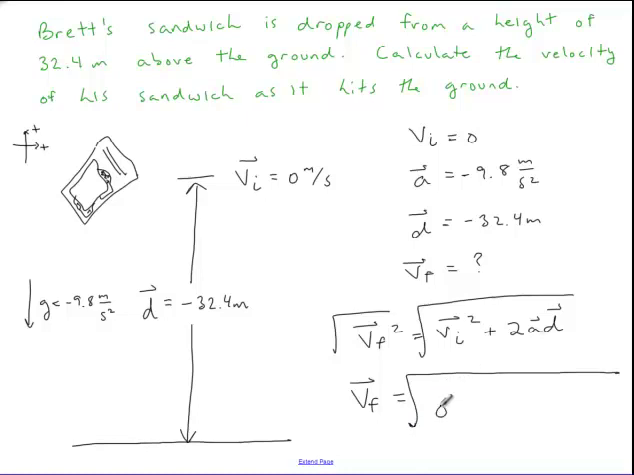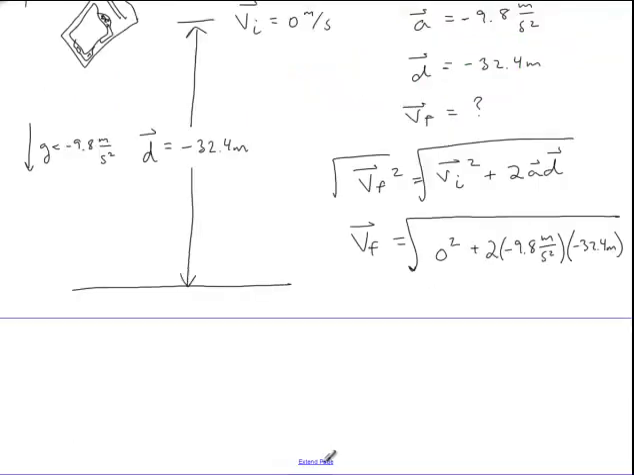But Vi squared, which is 0 squared, plus 2 times a, which is negative 9.8 meters per second squared, times displacement. What's the displacement? Negative 32.4 meters. Okay, so you plug that into your calculator, and you will get a result of, remember it's a square root, okay? So plus or minus will actually work here, and you should find 25.2 is your answer. Meters per second.